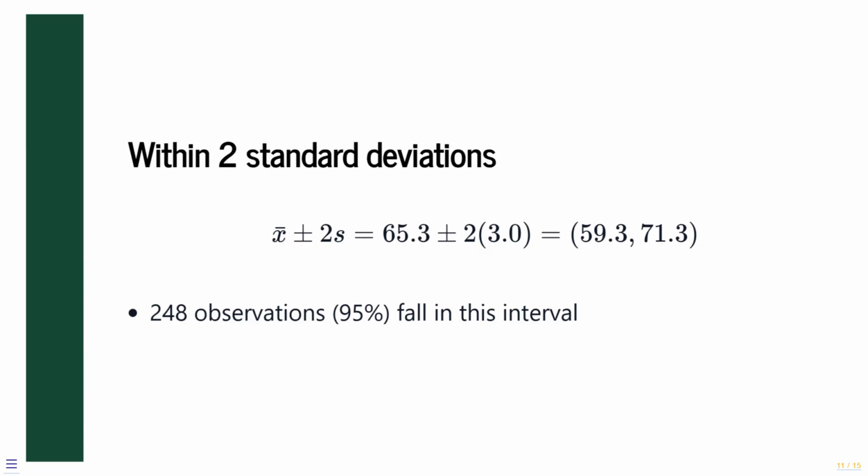Now consider two standard deviations. The interval becomes 59.3 to 71.3. The empirical rule predicts about 95% of observations in this range. In the data, 248 observations, 95%, fall within this interval. Again, the prediction matches the observed percentage very closely. This consistency strengthens our confidence that the distribution behaves like a normal distribution.